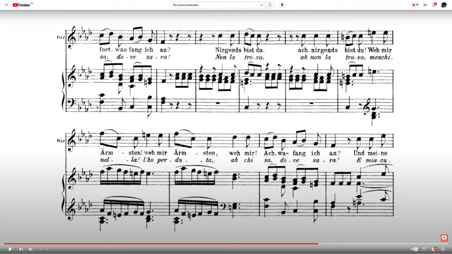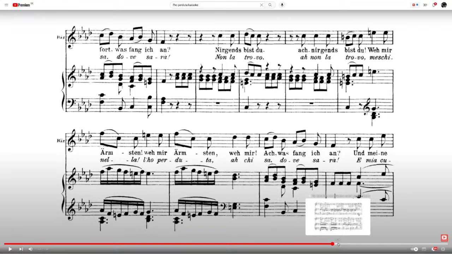This is a really young girl. This is a very young girl. And then she's like, oh my God. And my cousin, mia cugina, il padron. So it's cugina. That's how you would say it. And that's exactly how you sing it.